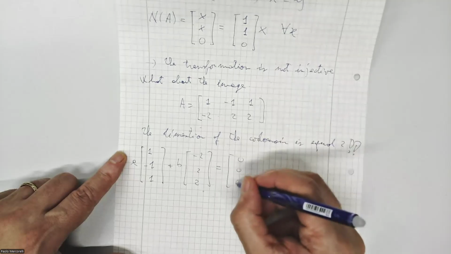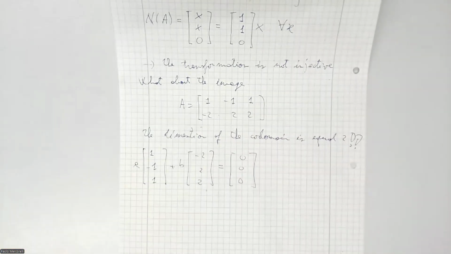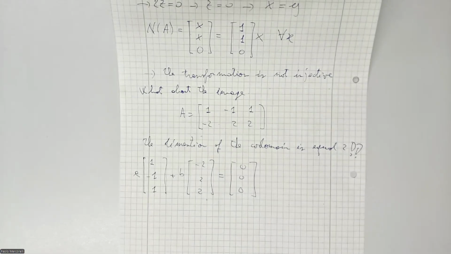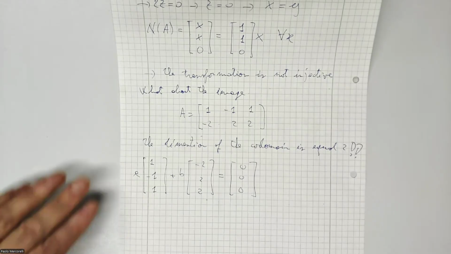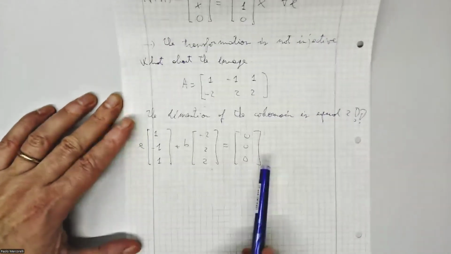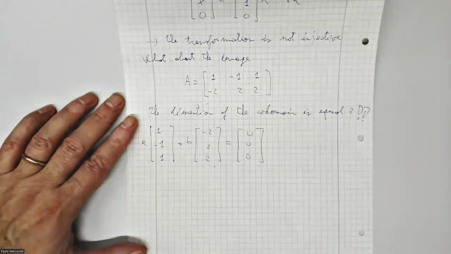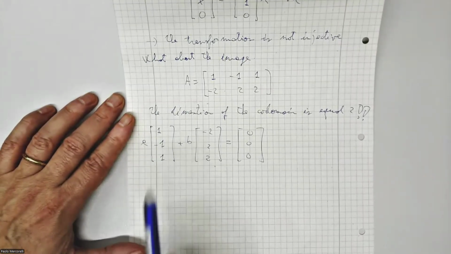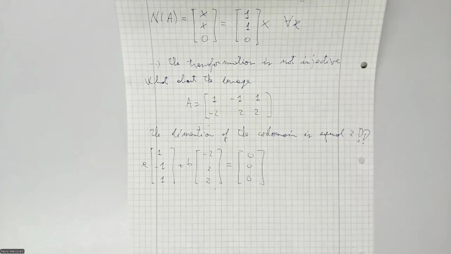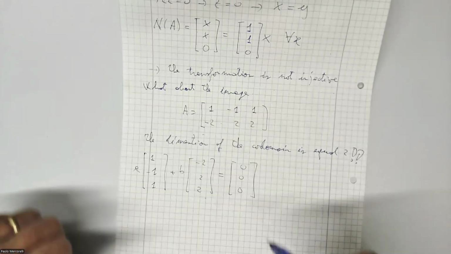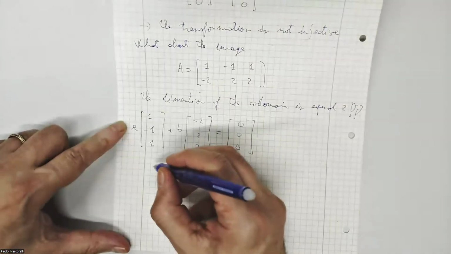equal 0, 0, 0. You remember the definition of dependence or independence of vectors, no? They are independent when I generate 0, 0, 0 in a trivial way. Basically, a equals 0, b equals 0. Now, let me solve. Otherwise, they are dependent.